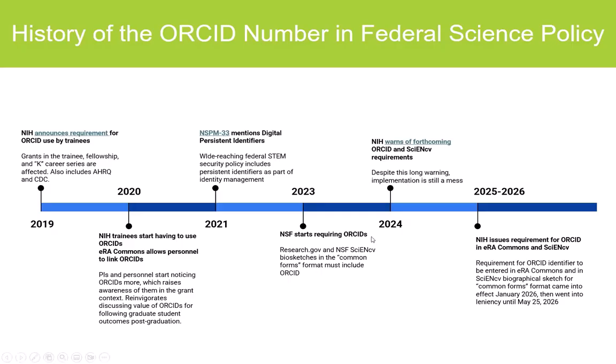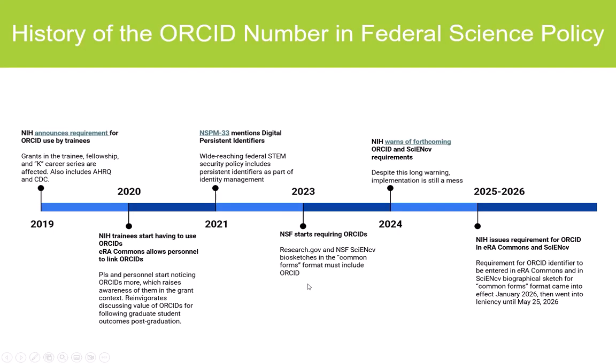So then in 2020, people started to see ORCIDs more, and they realized that maybe this was kind of a good thing. It was easier to link people to their research. So then the ERA Commons allowed personnel to start to link their ORCID. So kind of just the ball started rolling. Then in 2021, there was a national security presidential memo issued that mentions the use of digital persistent identifiers, did not specifically name ORCID, but pretty much described ORCIDs, describing people with a digital identifier. So that kind of created even more widespread usage, kind of that this was coming.